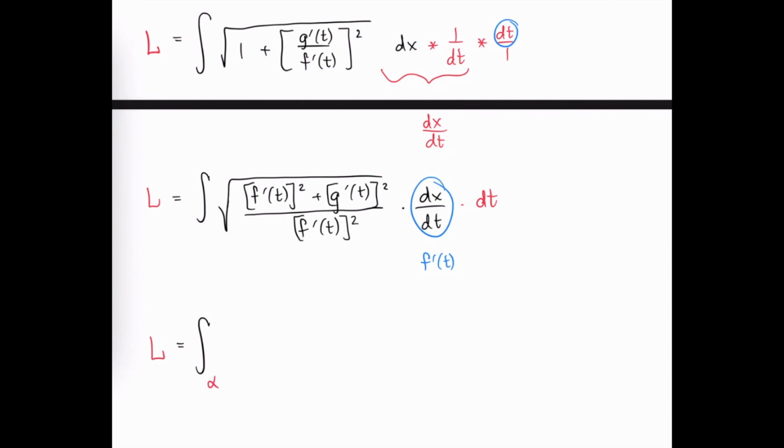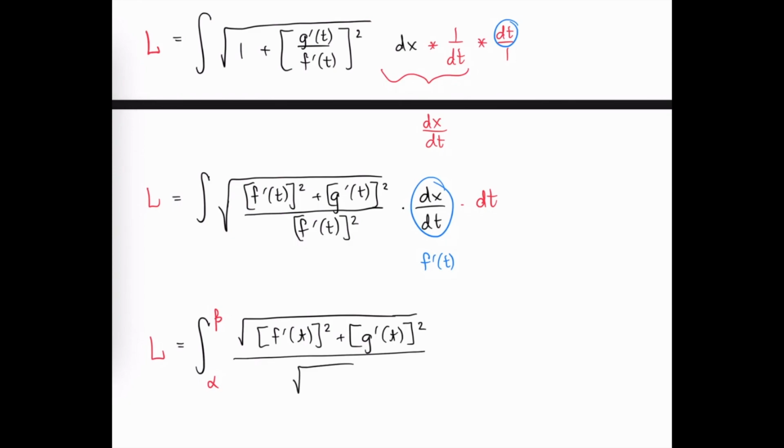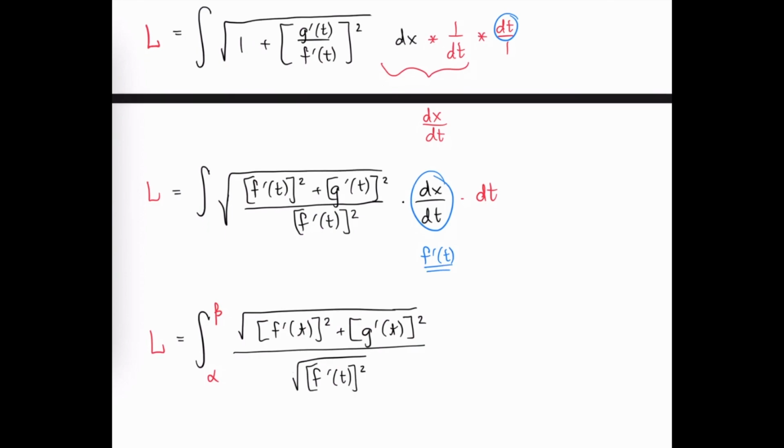The value of the parameter that started the length of arc that we're measuring was alpha, and then beta was the one that terminated that arc length. I'm going to split this integrand into a numerator that is f prime t quantity squared plus g prime t quantity squared, and in the denominator we have the square root of f prime t quantity squared. Now again, we still have the f prime t value out here, and we also have dt as the variable of integration now.